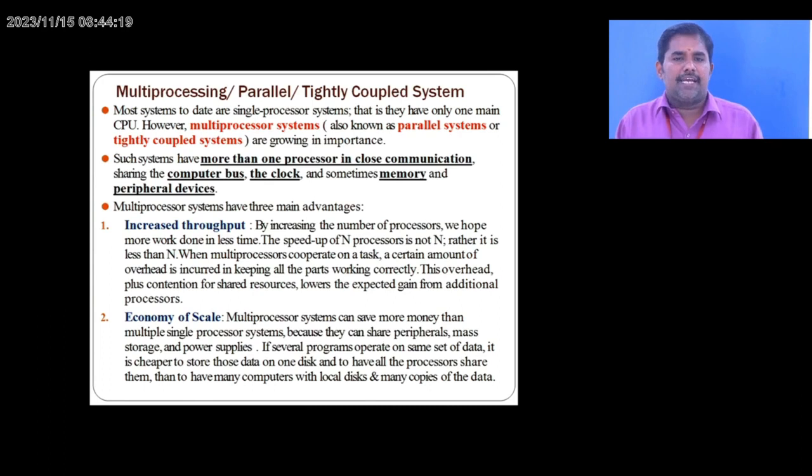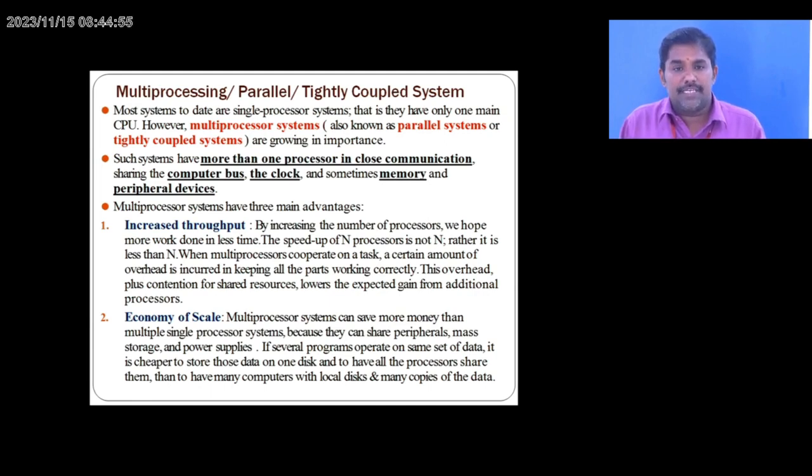Multiprocessing, parallel or tightly coupled. On the other hand, most systems to date are single processor systems, that is, they have only one main CPU. However, multiprocessor systems, also known as parallel systems or tightly coupled systems, are growing in importance. Such a system has more than one processor in close communication, sharing the computer bus, the clock, and sometimes memory and peripheral devices.